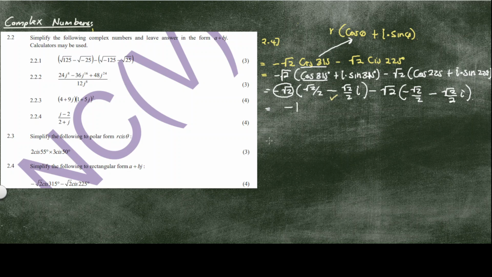I'm getting a minus 1. Okay. And then I'm multiplying that. I'm also getting a positive 1. This negative times this negative, it's a positive. I'm getting a positive 1i.